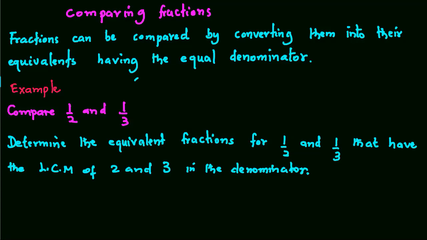Let's now consider comparing fractions. Fractions can be compared by converting them into their equivalents having equal denominators. For example, to compare a half and a third, we need to determine the equivalent fractions for the two that will have the LCM of 2 and 3 in their denominators.